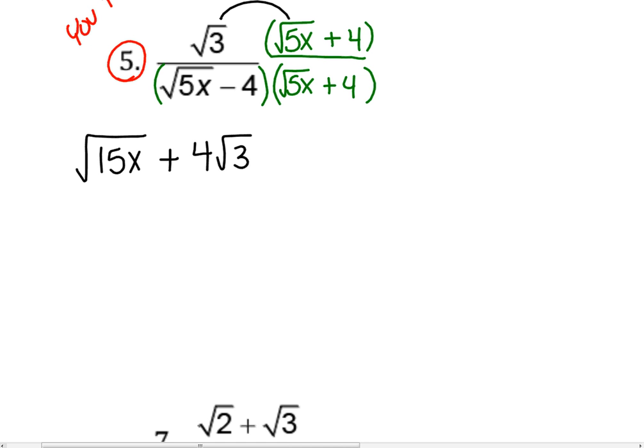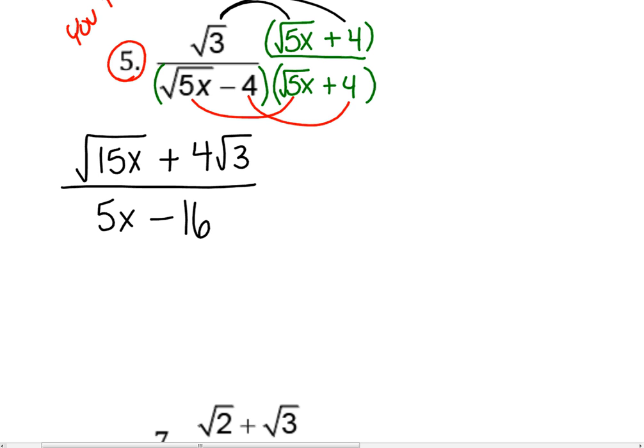So distributive property here. And then difference of squares, first times first. Minus, what did you get? Minus what? Minus 16 last. Negative 4 times positive 4, minus 16. Okay. So restrictions.